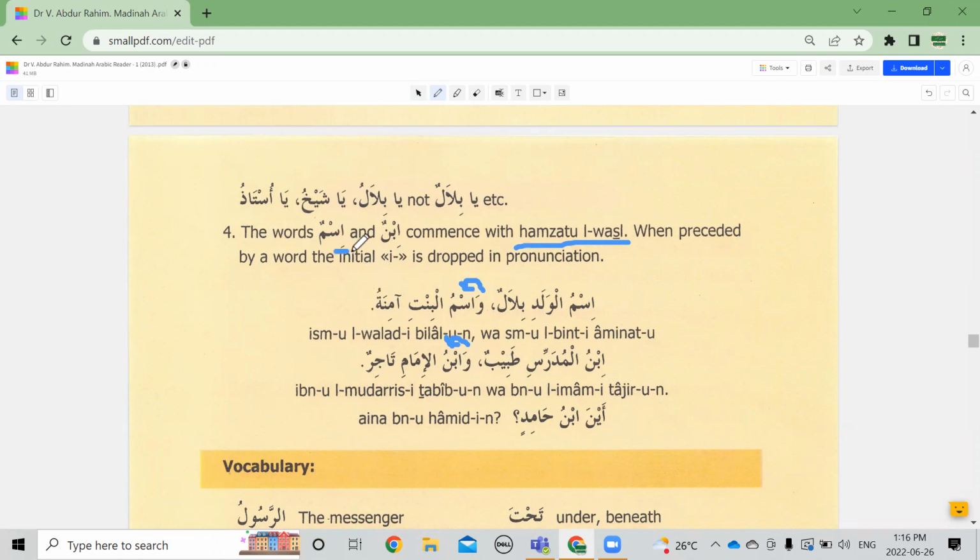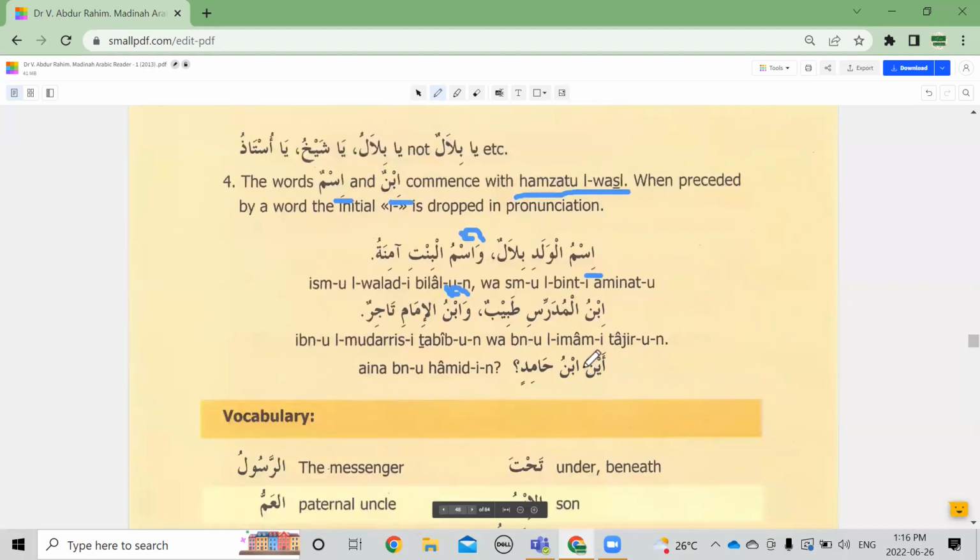Here it has the kasra, so we can pronounce it. We pronounce it ibnun and ismun. Here as well, we pronounce it in the beginning. There's nothing before it to join. So you say ismul waladi. But when it's preceded by another letter and there's no haraka on the hamza, then you join it. Wasmul binti, wabnul imami tajirun. And aina ibnu hamidin. See, aina ibnu hamidin, it's not aina ibnu. That's just more difficult to see. So this is just something about pronunciation. This is called Hamzatul Wasl.